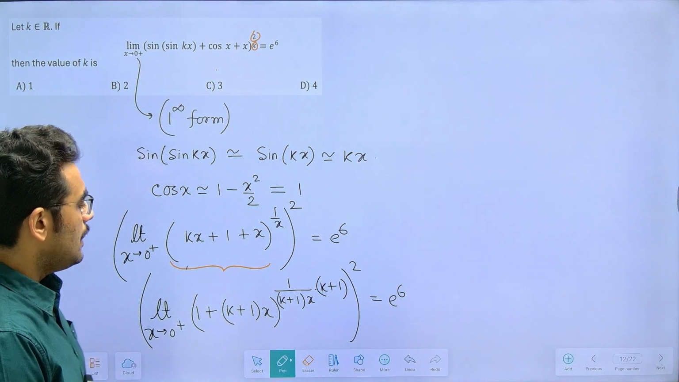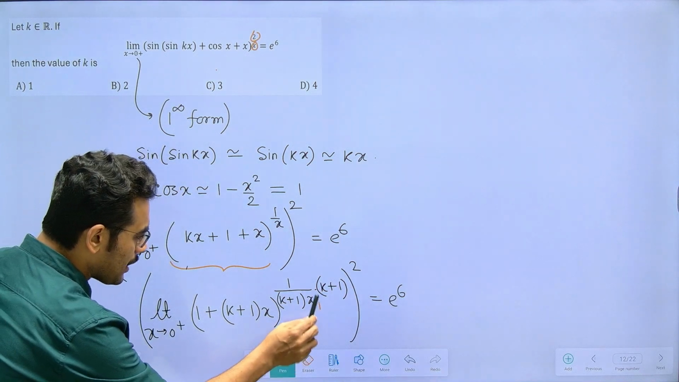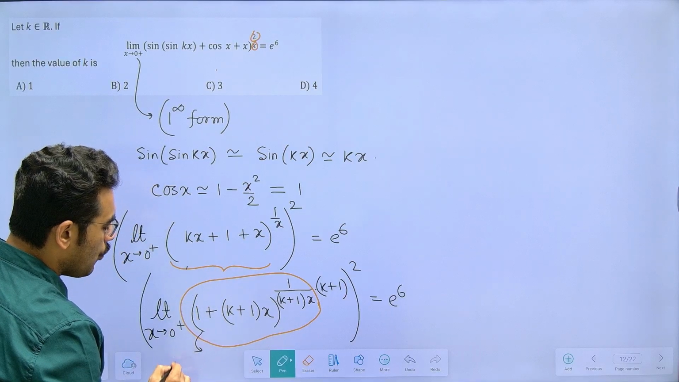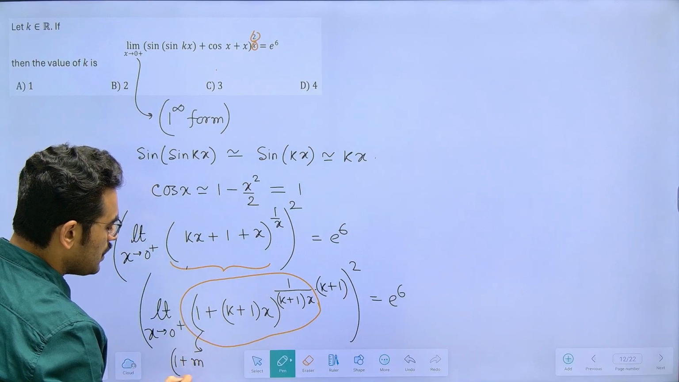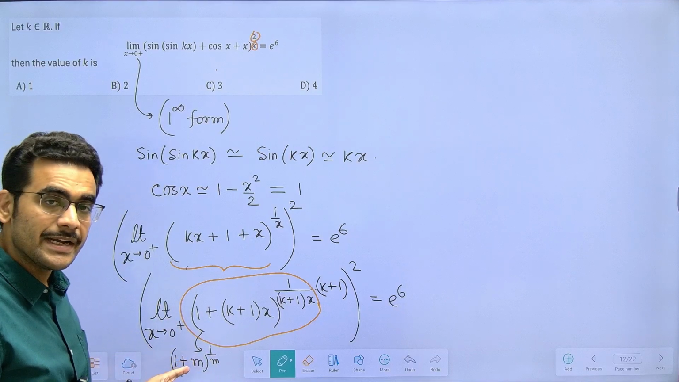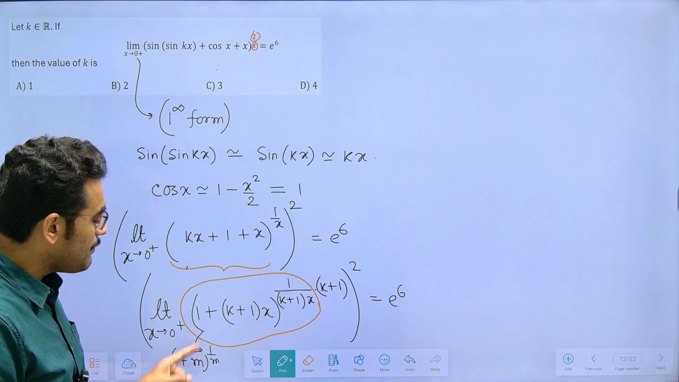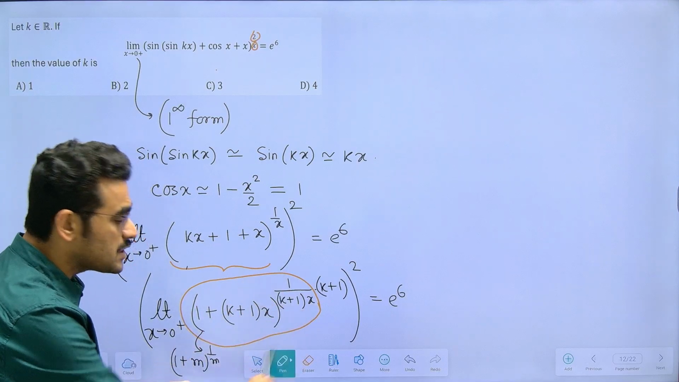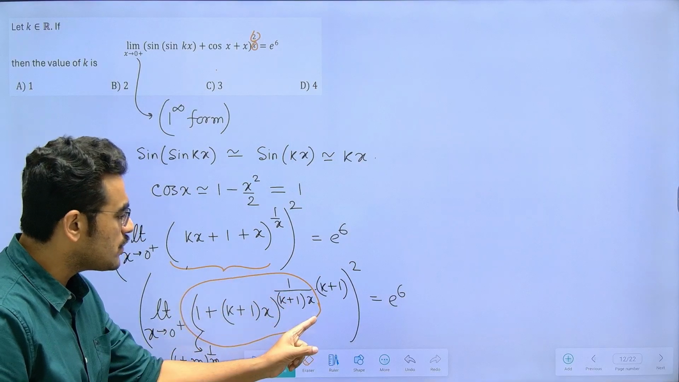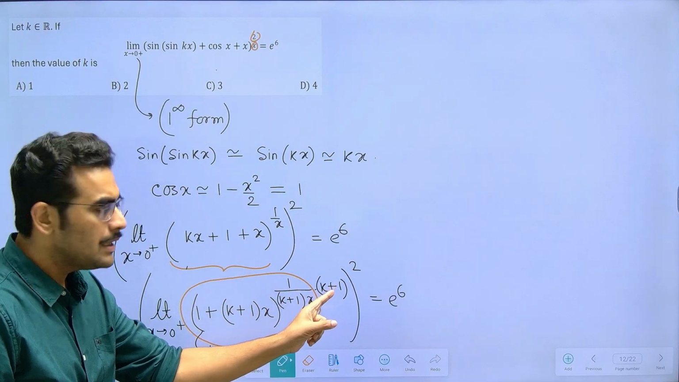Now you see that this part of the limit is directly of the form (1 plus m) to the power 1 by m. We have created it like this, where m is tending to 0. So (1 plus m) to the power 1 by m, this form tends to e. So this part tends to e power (k plus 1) whole square.